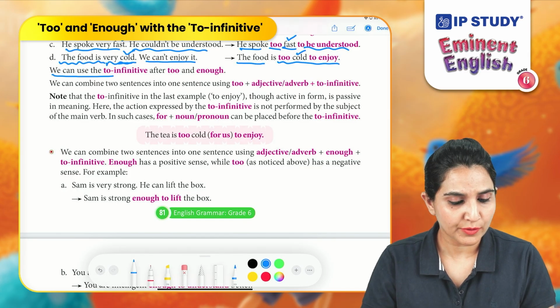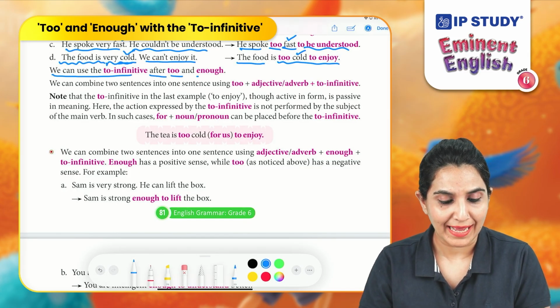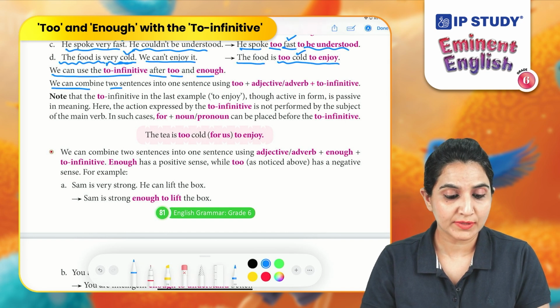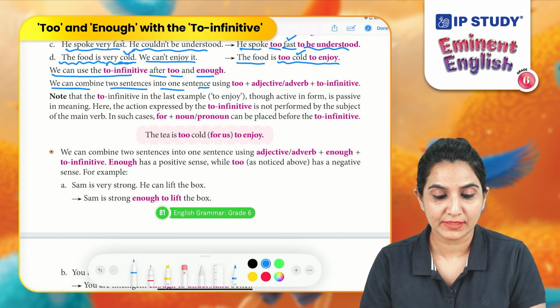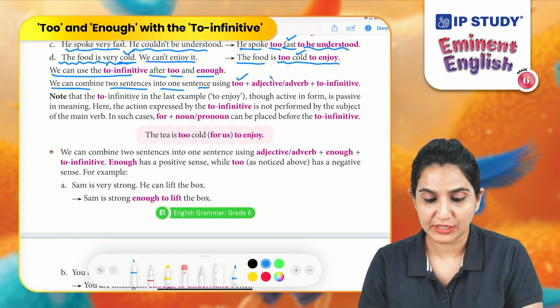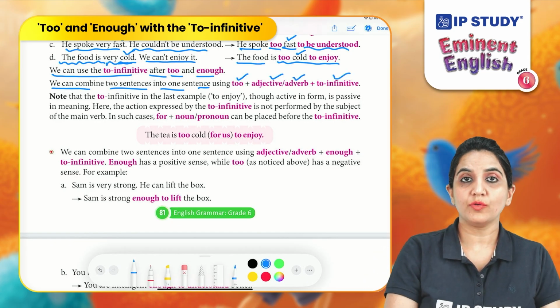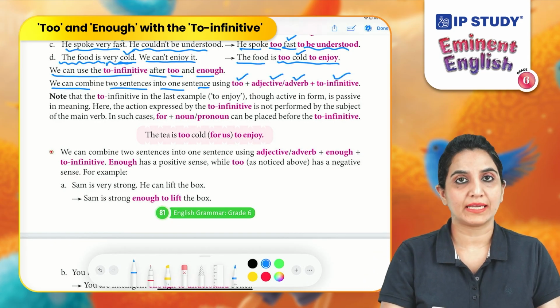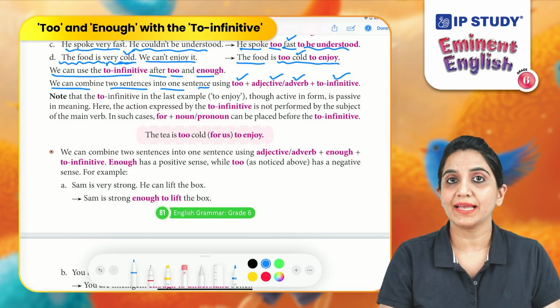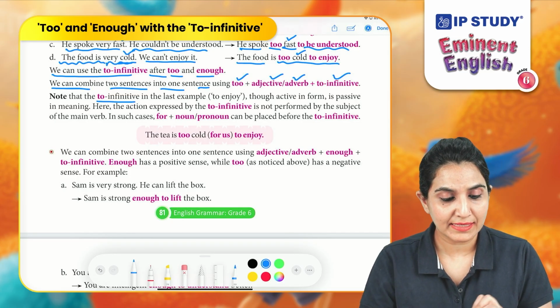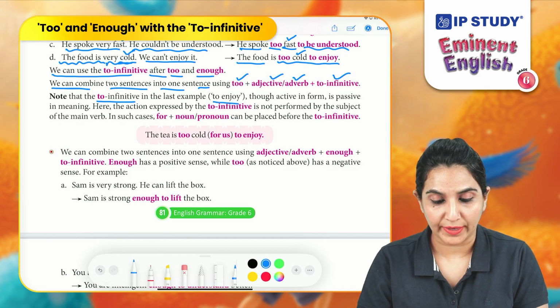We can use the to infinitive after too and enough, both the words. We can combine two sentences into one sentence using too and adjective or adverb with to infinitive. So, we can combine either by using adjective or by using adverb. To infinitive, in the last example, to enjoy, this one.